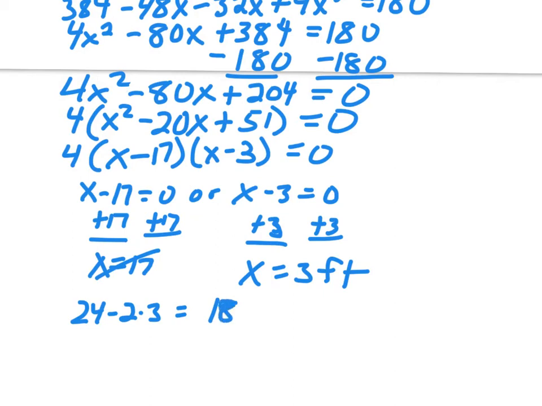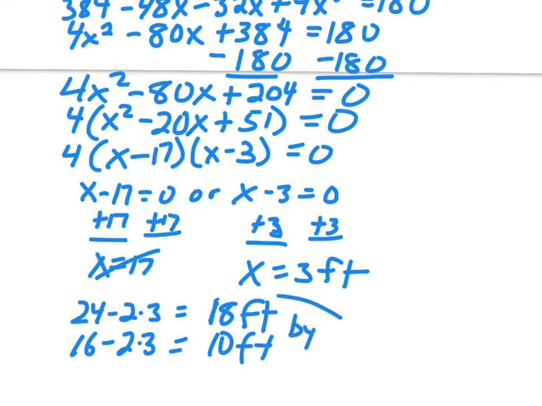That's the width of the path. And then the length of the path is 16 minus 2 times 3, so that's 10 feet. So the dimensions are 18 feet by 10 feet.